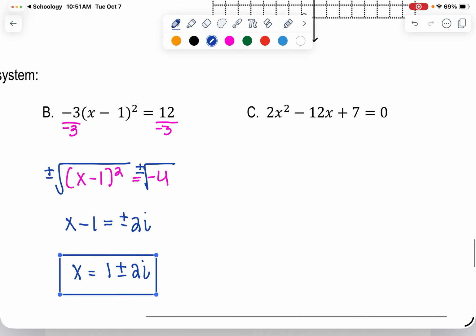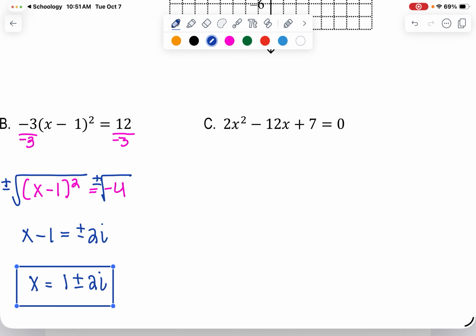All right, lastly, I have another quadratic. This one I cannot solve by square rooting, so I'm gonna try to factor it. It's already equal to 0. I'm looking for two numbers that multiply to give me 14 and add to give me -12. Not gonna happen. So you can complete the square or use the quadratic formula. I'm going to complete the square. First, I'm gonna start off by dividing both sides by 2. You can use the quadratic formula if you want, just make sure you get the same answer.